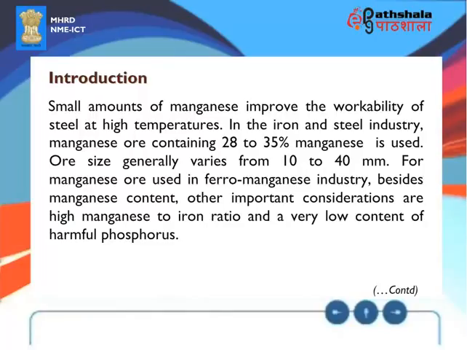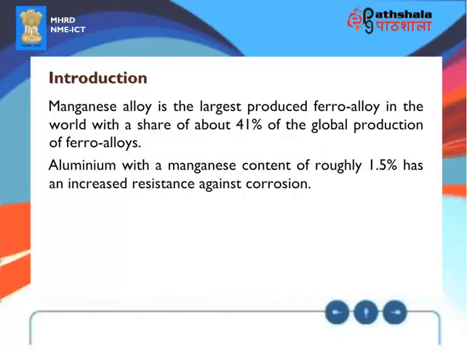In the iron and steel industry, manganese ore containing 28 to 35% manganese is used. Ore size generally varies from 10 to 40 mm. For manganese ore used in the ferromanganese industry, besides manganese content, other important considerations are a high manganese to iron ratio and a very low content of harmful phosphorus. Manganese alloy is the largest produced ferroalloy in the world with a share of about 41% of the global production of ferroalloys. Aluminium, with a manganese content of roughly 1.5%, has an increased resistance against corrosion.